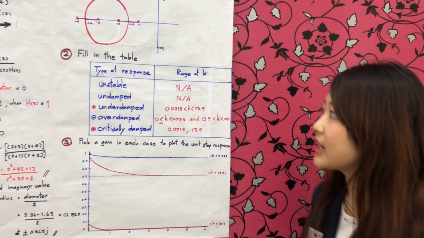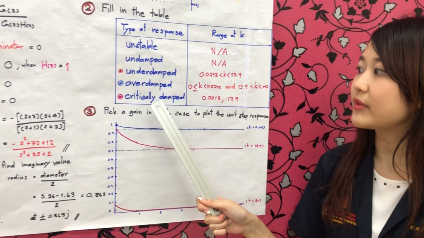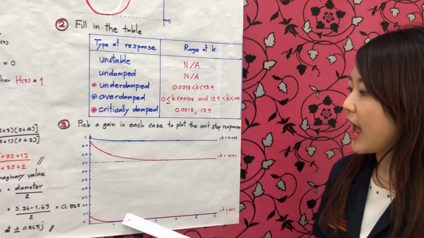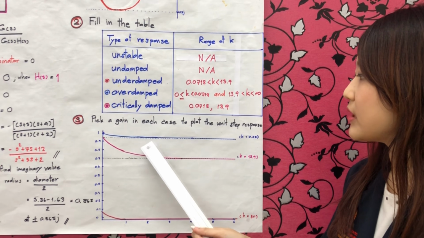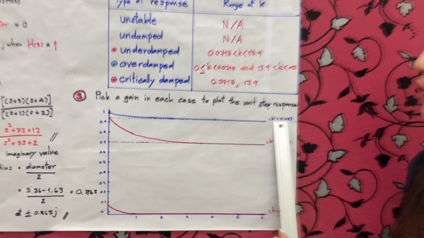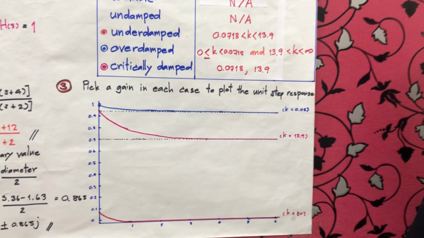From the last question, pick a gain in each case to plot the unit step response. As you can see, the range of K is available in the underdamped, overdamped, and critically damped responses. In the graph, this is a decaying step response. First, for the overdamped response, we pick gain K at 0.08, critically damped 13.9, and underdamped response 80.